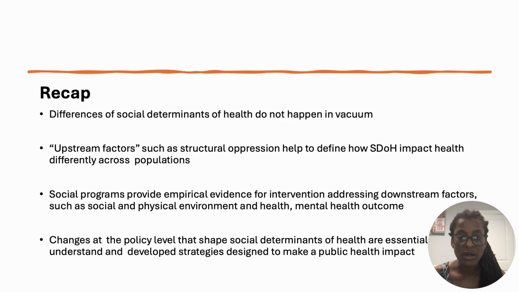So differences of social determinants of health, these things do not happen in a vacuum. We're looking at upstream factors, as one of the articles in Module 1 termed. These are structural oppression that define how social determinants of health impact racial or gender groups differently. Social programs provide empirical evidence for interventions that can address various factors, including downstream factors such as the social and physical environment and how they impact physical and mental health.